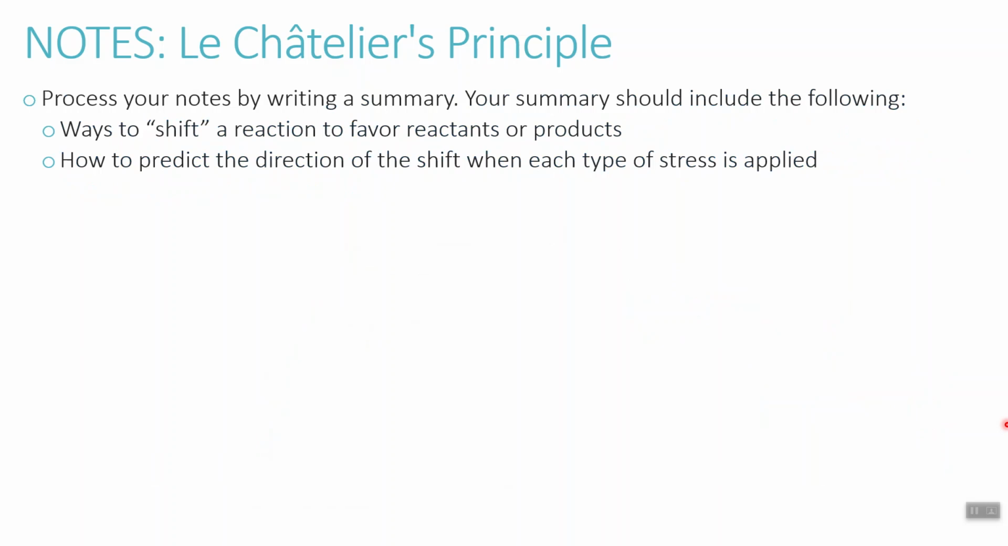So go ahead and process your notes by writing a summary. Your summary should include the following: ways to shift a reaction to favor reactants or products, and how to predict the direction of the shift when each type of stress is applied.